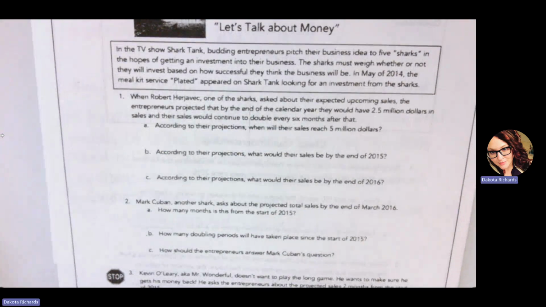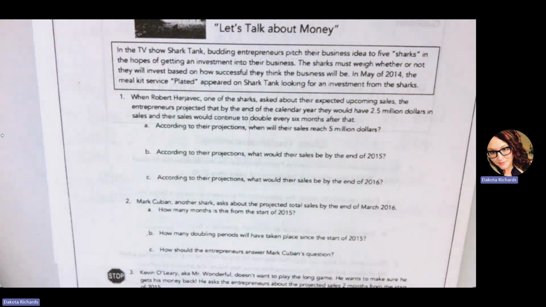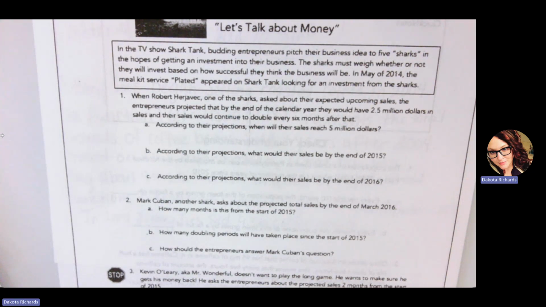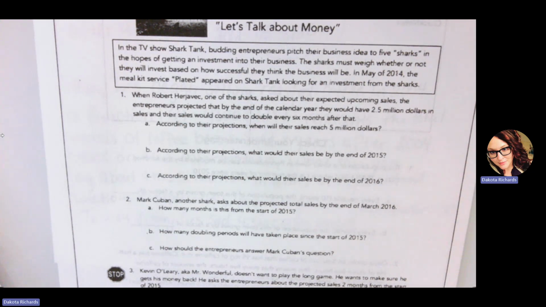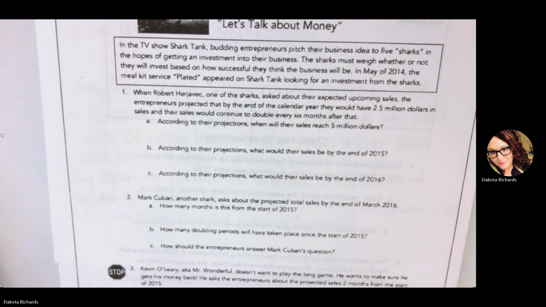Okay, you ready? In the TV show Shark Tank, budding entrepreneurs pitch their business idea to 5 sharks in the hopes of getting an investment into their business. The sharks must weigh whether or not they will invest based on how successful they think the business will be. In May of 2014, the meal kit service, Plated, appeared on Shark Tank looking for an investment from the sharks. Question 1.